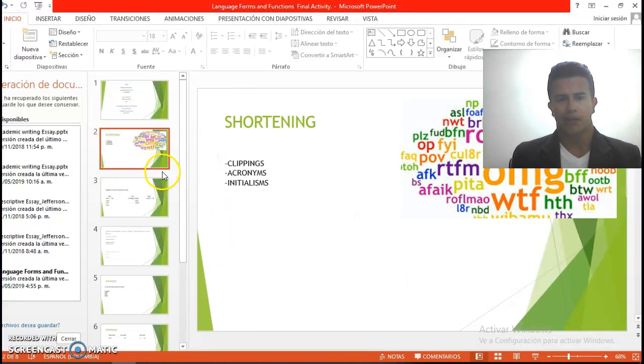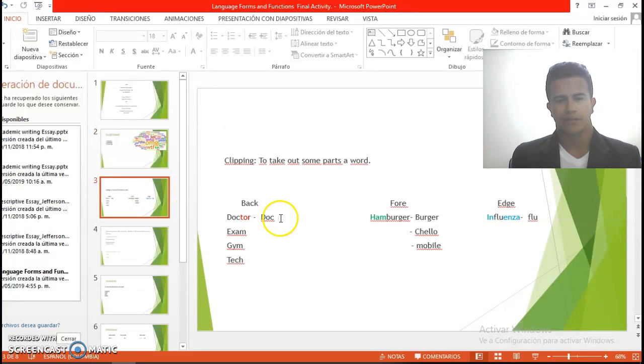The topic I will go over today is concerning shortening. Shortening, or abbreviations, embraces three types: clippings, acronyms, and initialisms. When it comes to clippings, we have three parts. First of all, back clippings.